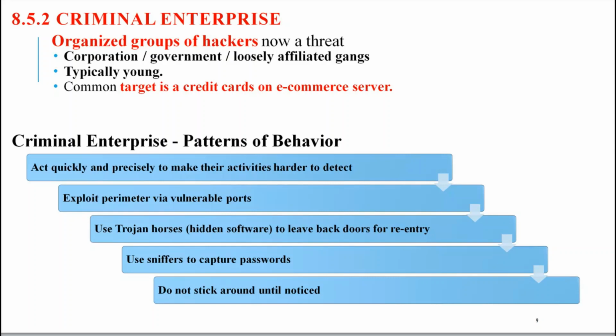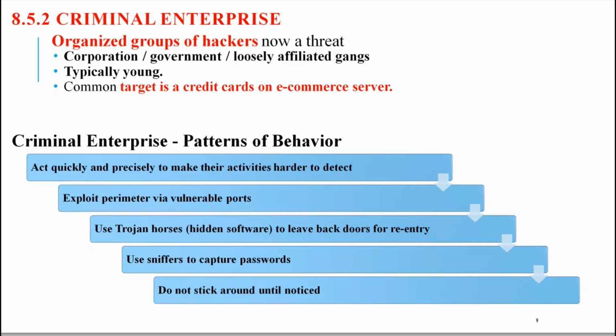What does criminal enterprise mean? The word itself is very clear. It is an organized group of hackers. It could be a corporation, or a government, or loosely affiliated gangs. Gangs means groups, typically young people. They will make a group and work in an organized way.